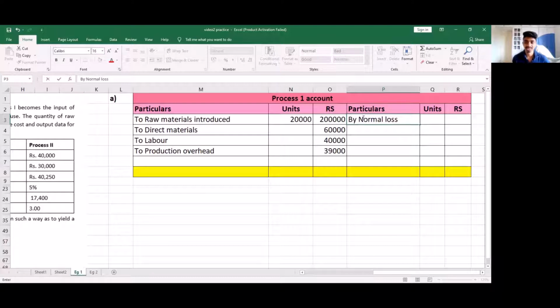So normal loss is given as 8%. So the units will be 8% of 20,000, so that is 1,600 units. Now, what will the rupees be? If you go back to the question, you will notice loss realization of rupees per unit is given as 2 rupees. So to find the amount, we do 1,600 into 2.